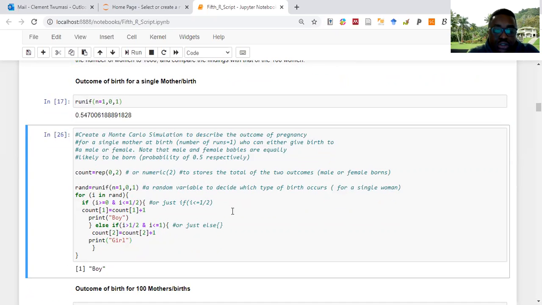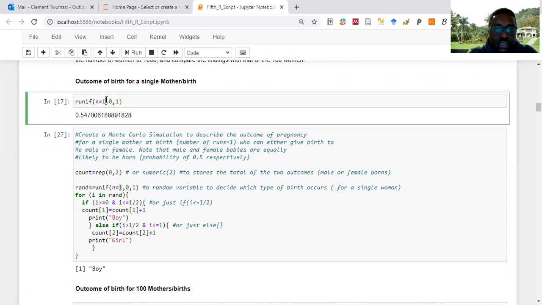So this is just a way of trying to mimic a real system, or trying to mimic in reality the chance of giving birth to either a boy or a girl. But here I've considered n equals 1. n equals 1 means that I'm considering what? I'm considering only one woman.